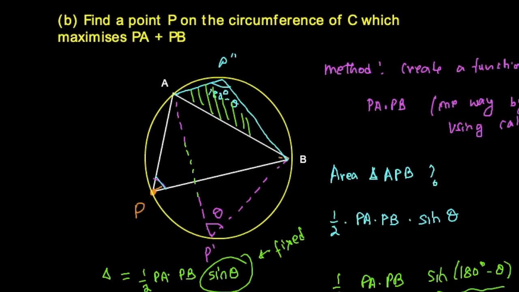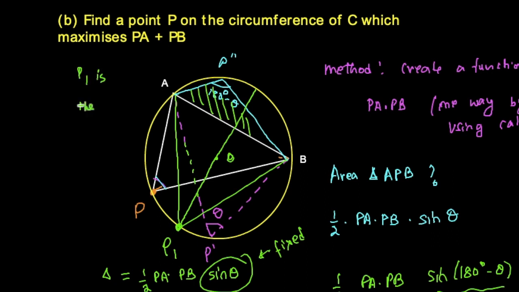To find the maximum value of the area of triangle APB, let's mark the center O and let's draw the diameter through O perpendicular to AB. Our claim is that this point P, let's call it P1, is the desired position. That is what our claim is. So P1 is the desired position.